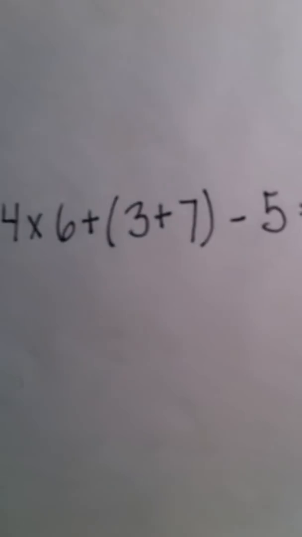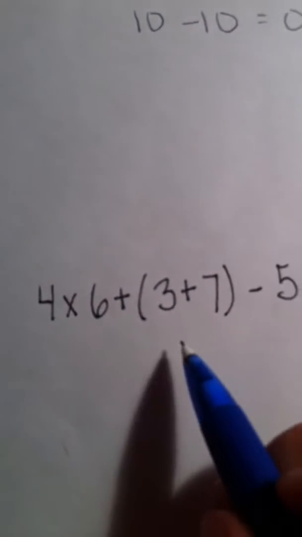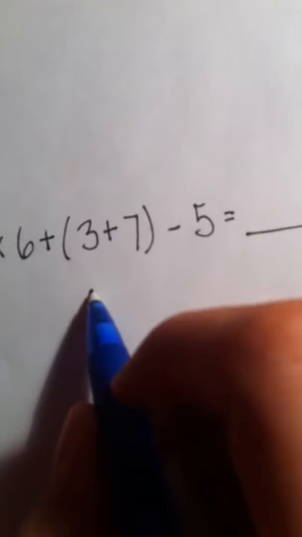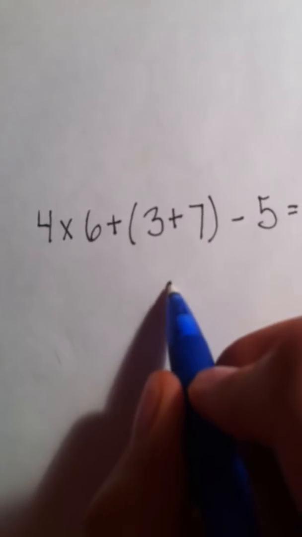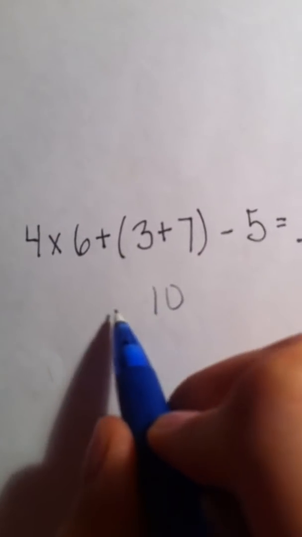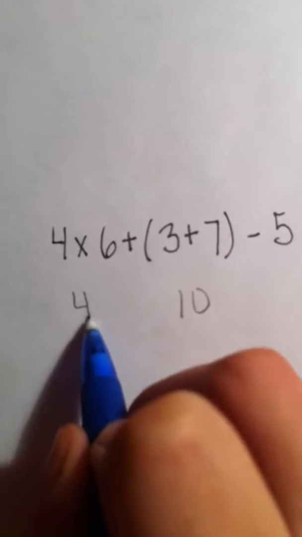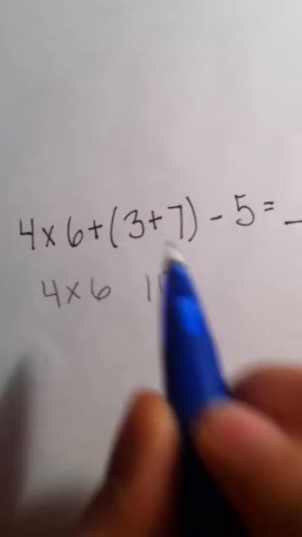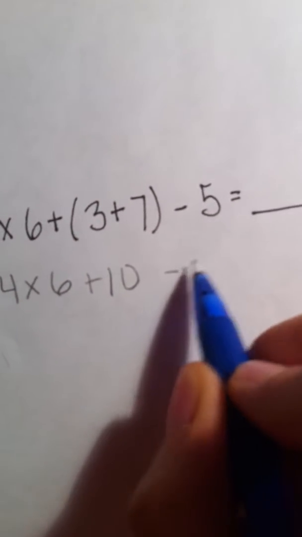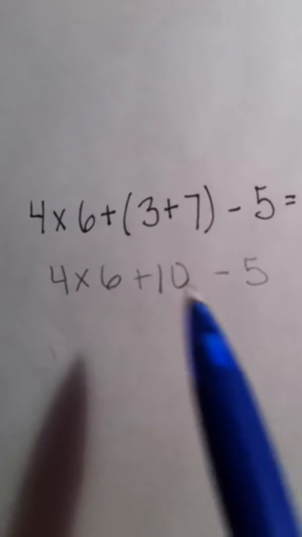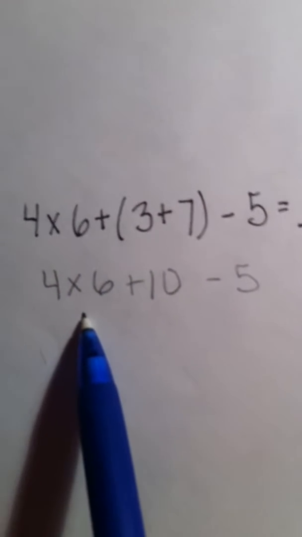Now this one is a little bit harder. As you can see, there is parentheses, so when you go to your list, you see that parentheses has to come first. So what you'll do is the operation that is inside the parentheses first. 3 plus 7 is 10, and then you fill out the rest of the problem. 4 times 6 plus 10 minus 5, and then you see that you have multiplication here. You must do that first.